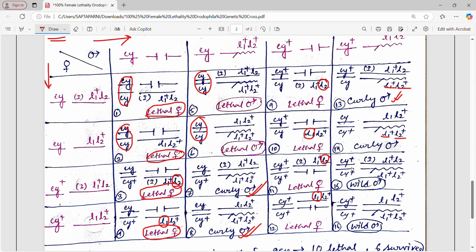Now see here, as it is carrying CY plus, it is wild type, and as it has X and Y chromosomes with both L1 plus and L2 plus alleles, it is a surviving wild male, and similarly this one is also a surviving wild male. So from here you can see only how many progenies are surviving.